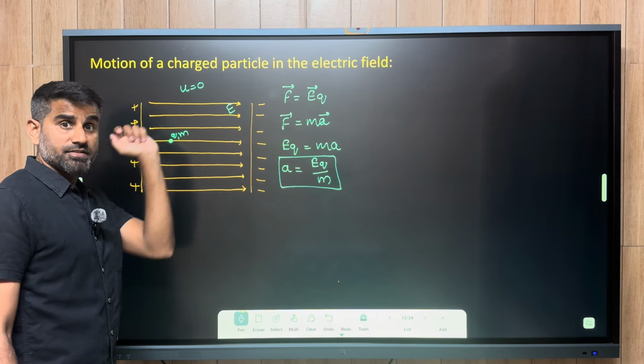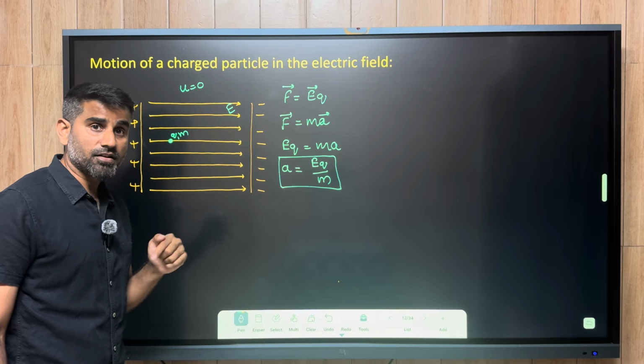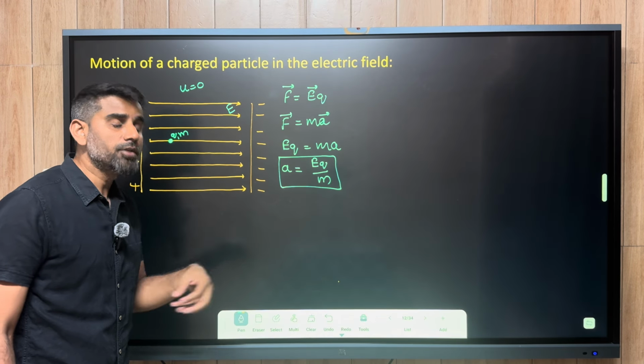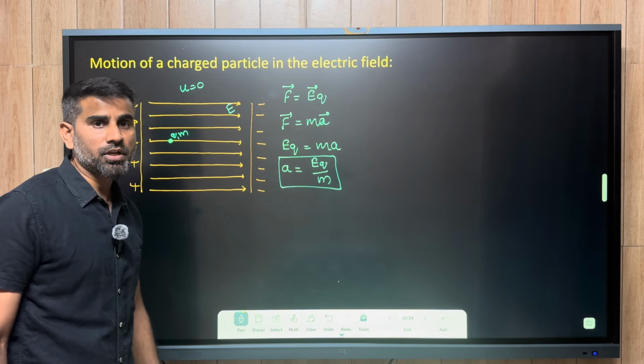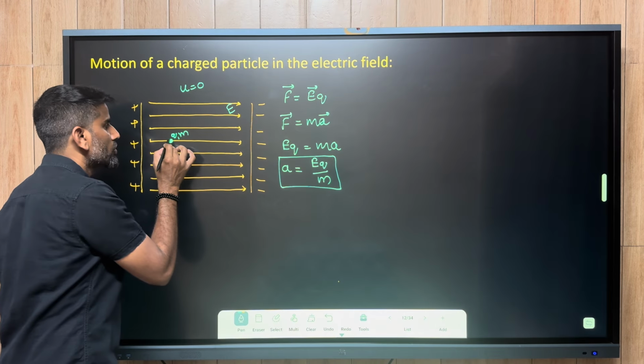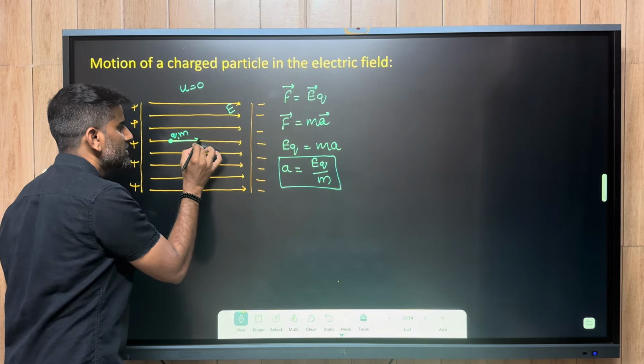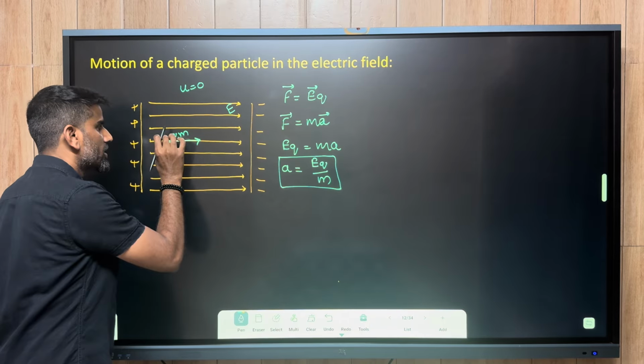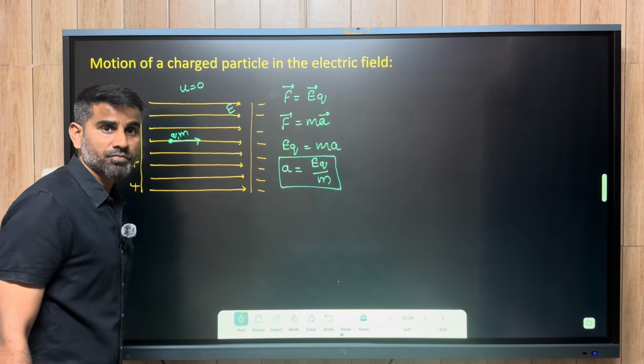Its initial velocity is 0. As there is acceleration, the velocity keeps on increasing. As the field is pointed in this direction, the force on the charged particle also must be in this direction. So the charged particle moves in this direction, right?